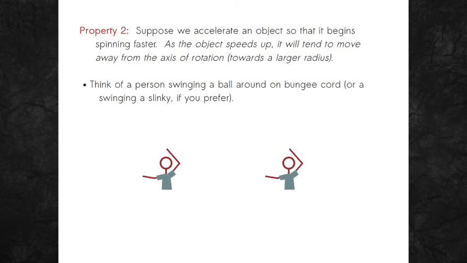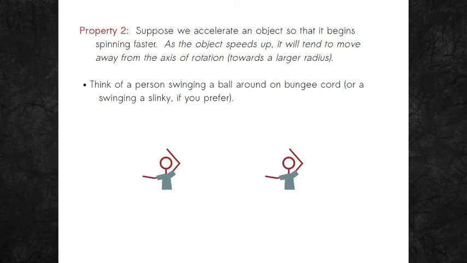To describe what happens to air parcels when they move east or west, we have to consider a second property, very closely related, but a slightly different property. And that's this. So suppose, again, we've got some object that's rotating around some axis of rotation like before. And suppose in this case we take that object and we speed it up. We accelerate it so it starts to spin faster than it was before. What do we expect to happen? Well, as the object speeds up, it will tend to move away from the axis of rotation. It'll tend to slide outward away from the axis of rotation.